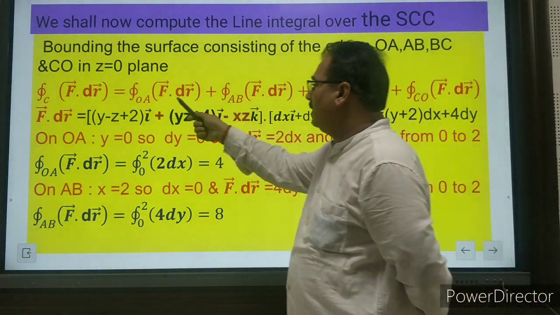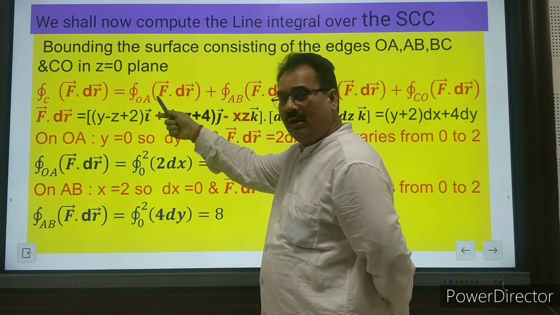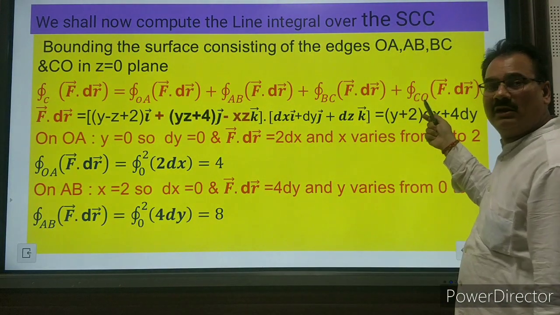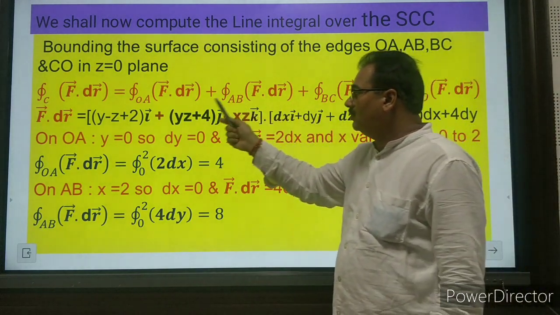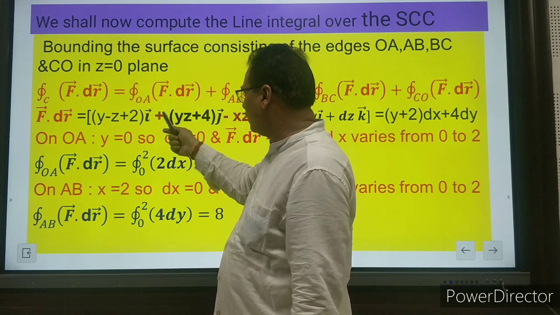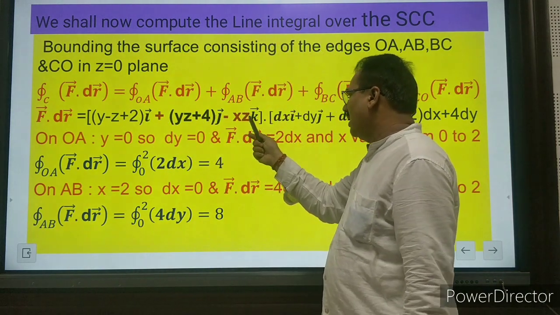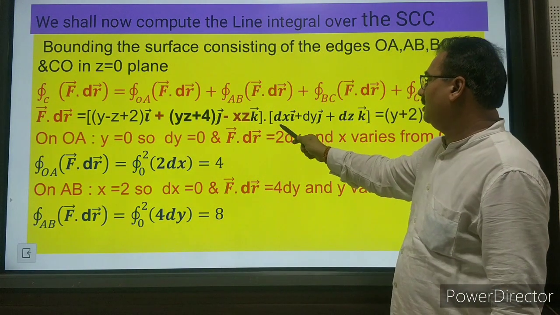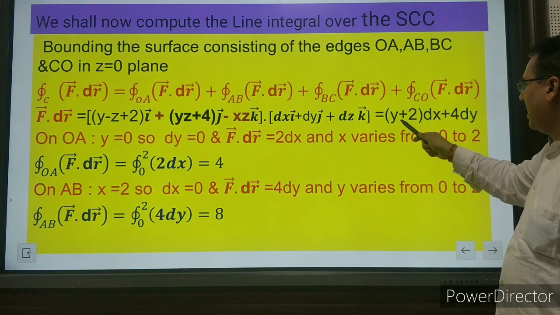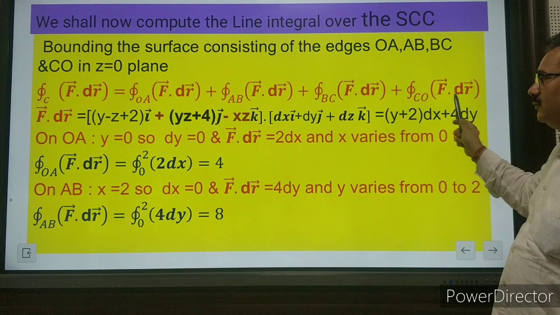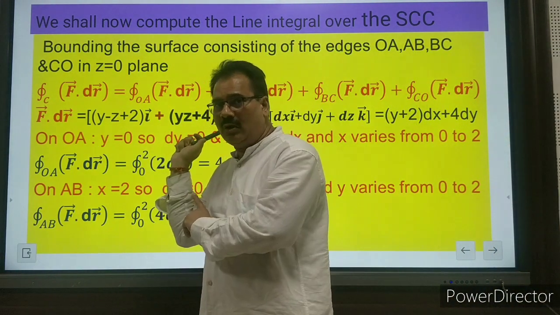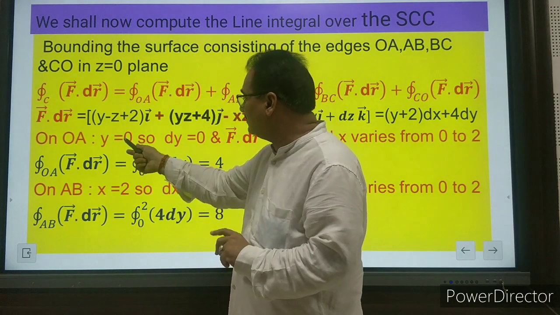Yes. So now the line integral of F·dr is equal to the integral along OA, plus along AB, plus along BC, plus along CO. This is equal to (y − z + 2)i + (yz + 4)j − xzk dot dx i + dy j + dz k, and you will get (y + 2) dx + 4 dy. Now along the line OA, you have to look at the figure again, y is 0.